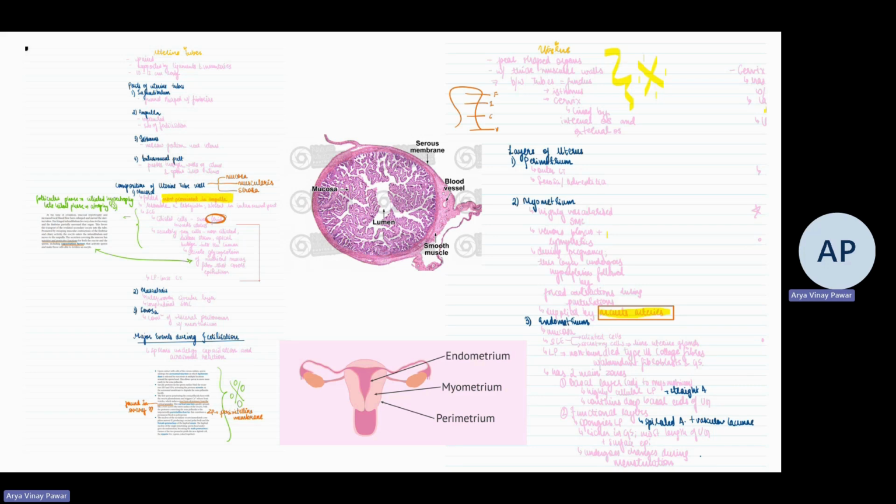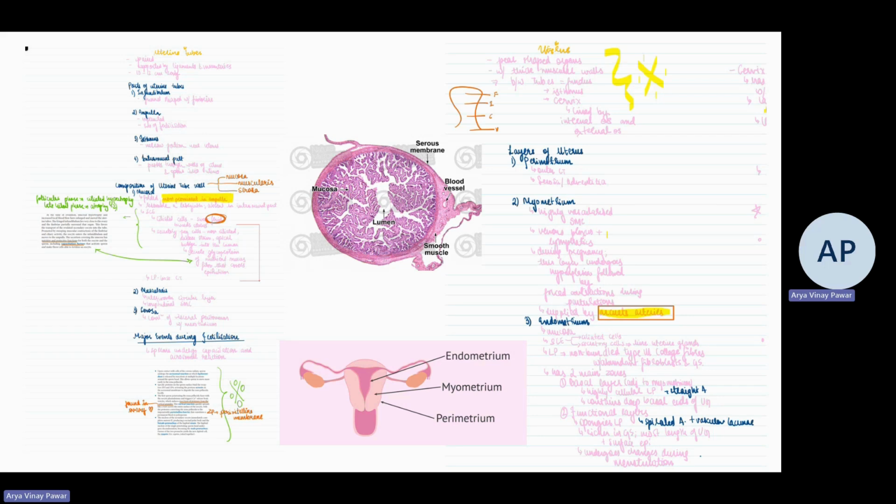And we see many layers of the uterus. So it has three main layers: the perimetrium, the outermost layer, the middle layer myometrium, and the innermost layer endometrium. So the perimetrium is just a covering layer, a connective tissue layer that is in continuation with the serosa as well as the peritoneum.